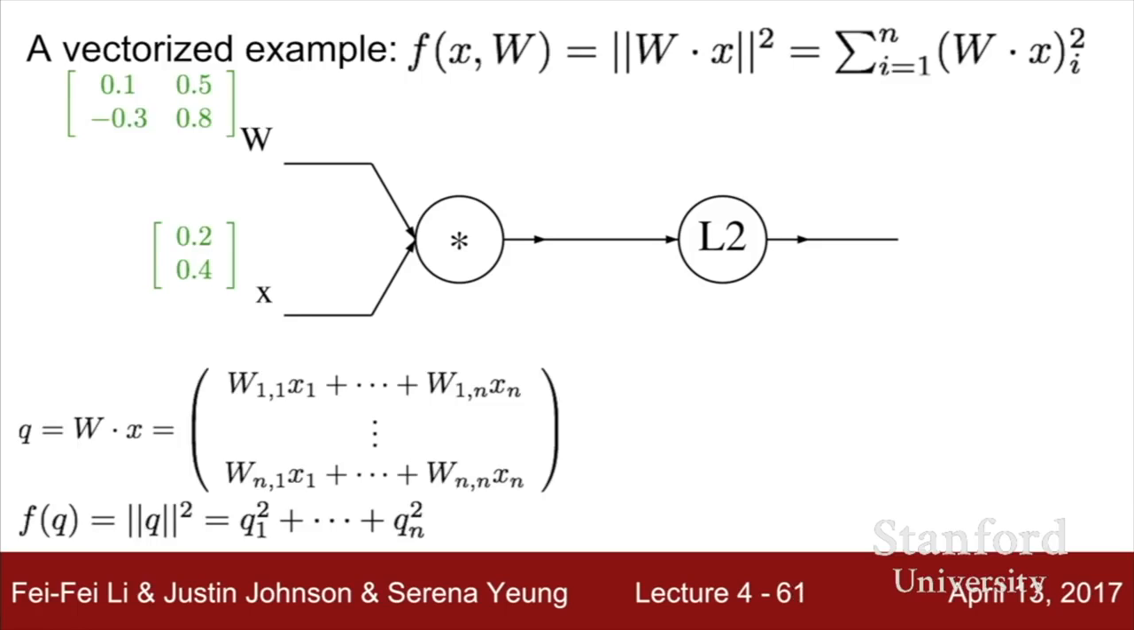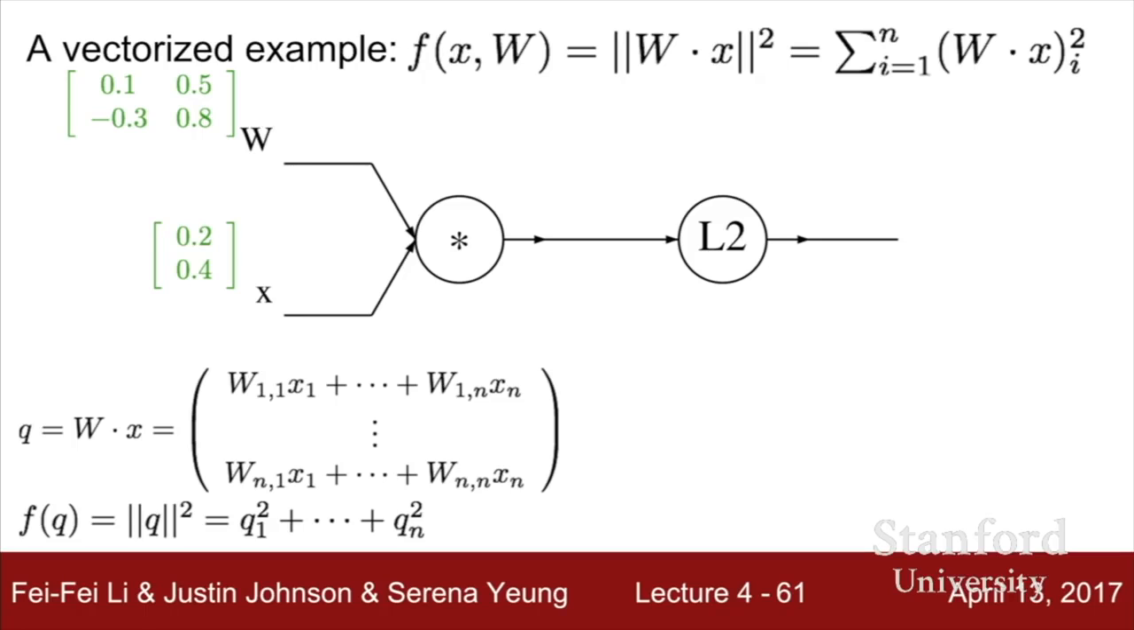And so now let's also fill out some values for this. Let's say W is this 2 by 2 matrix, and x is going to be this two-dimensional vector. Let's label our intermediate nodes again. Our intermediate node after the multiplication is going to be q. We have q equals W times x, which we can write out element-wise this way. The first element is just w11 times x1 plus w12 times x2, and so on.